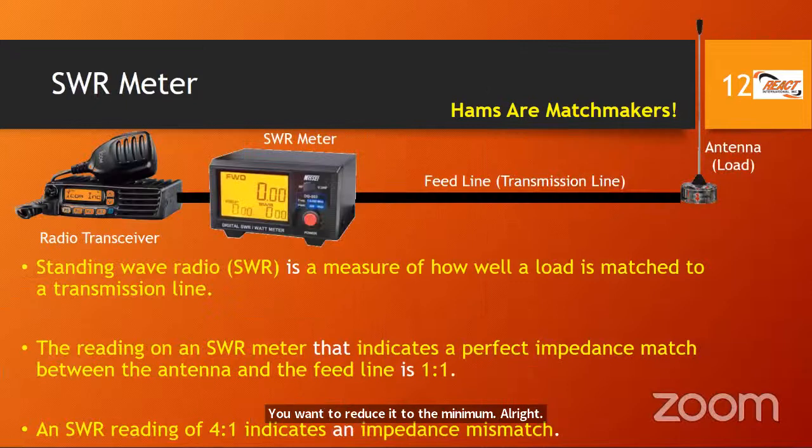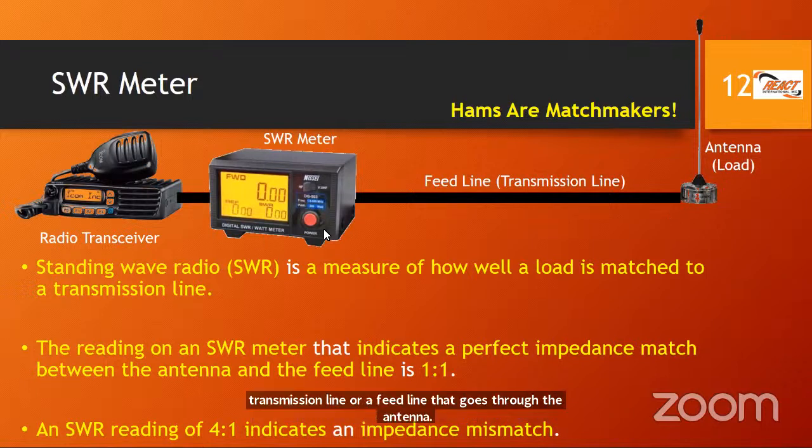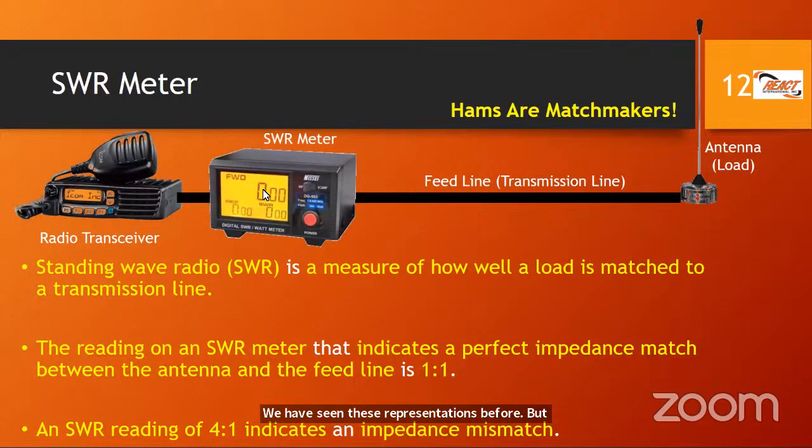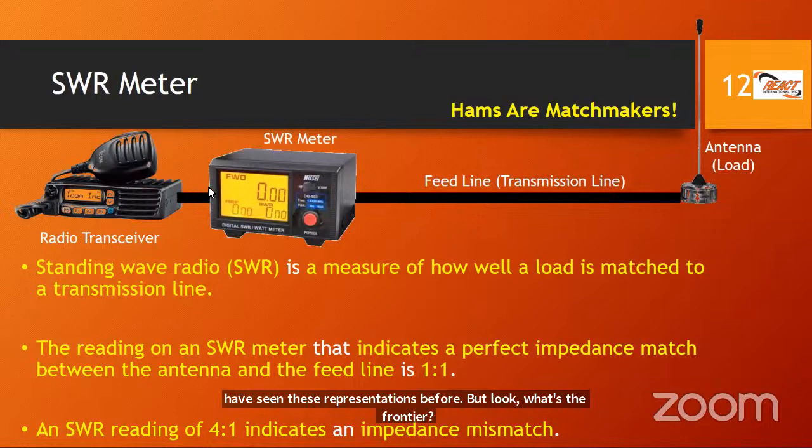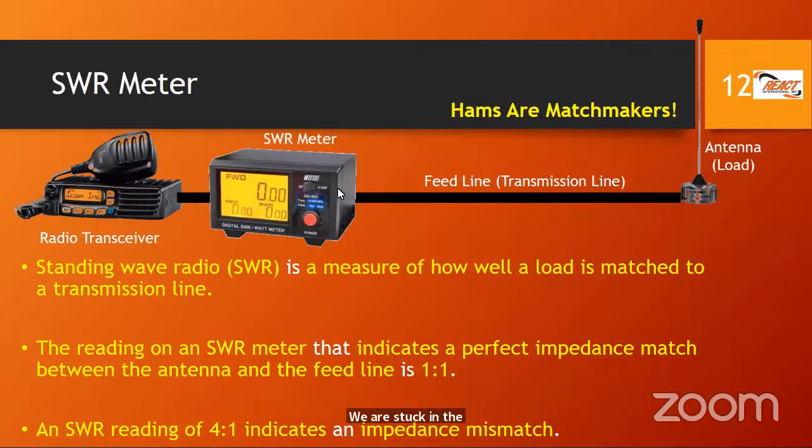All right, so we have been talking about an SWR meter, and we've been saying that you insert it in the transmission line or your feed line to read off the SWR. So this is a basic radio here, your transceiver, you have your microphone and so on, and you have a transmission line or your feed line that goes to the antenna. We have seen these representations before, but look what's different here. We have connected, using a little jumper cable or a patch cable, whatever you want to call it, and stuck it in between here.